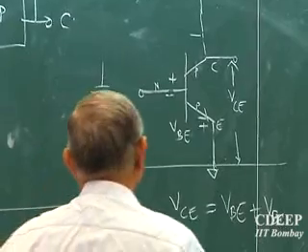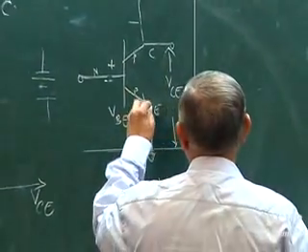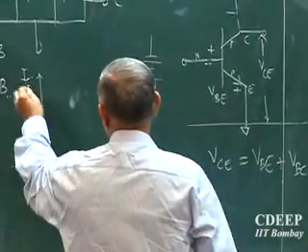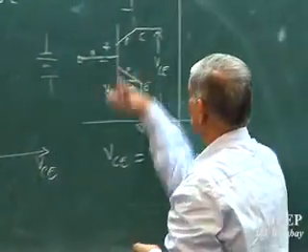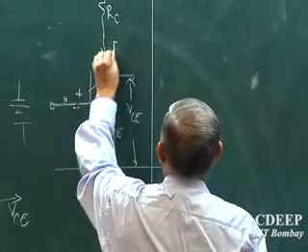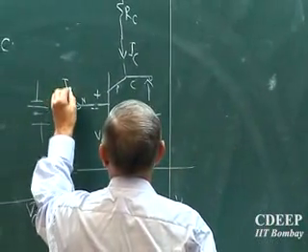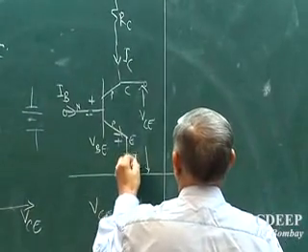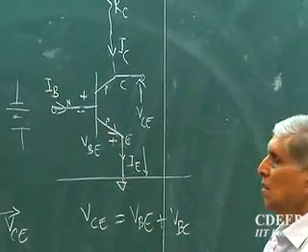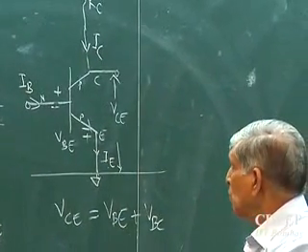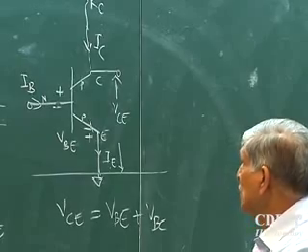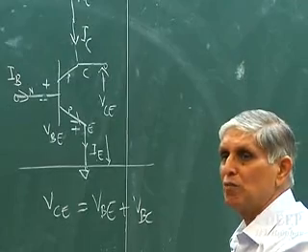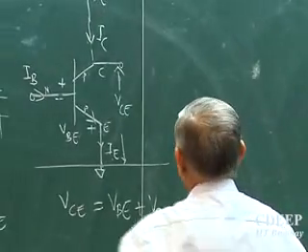Now in this case, the interesting feature is, if I now plot the IC versus VCE characteristics, IC is the current flowing in this, and let's say IB is the current flowing in this, and of course therefore IE is the current flowing here. We want to know what happens if I increase VCE for a given value of IB.